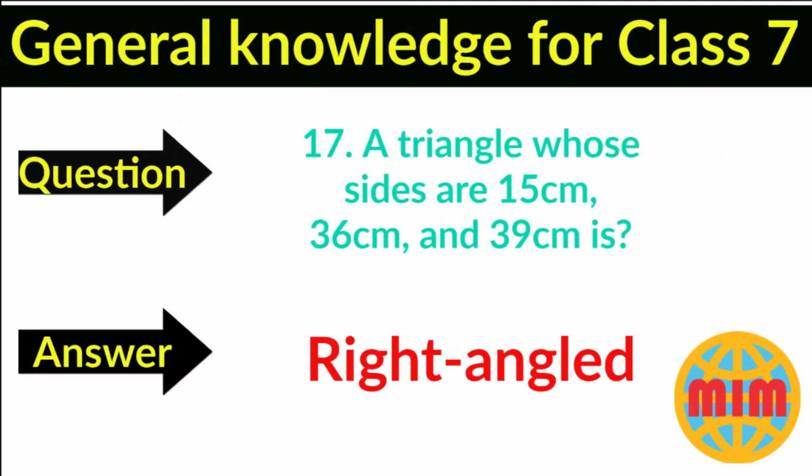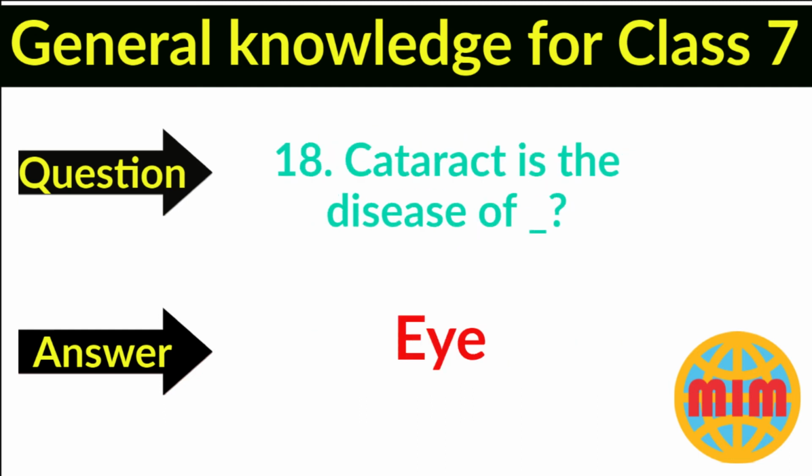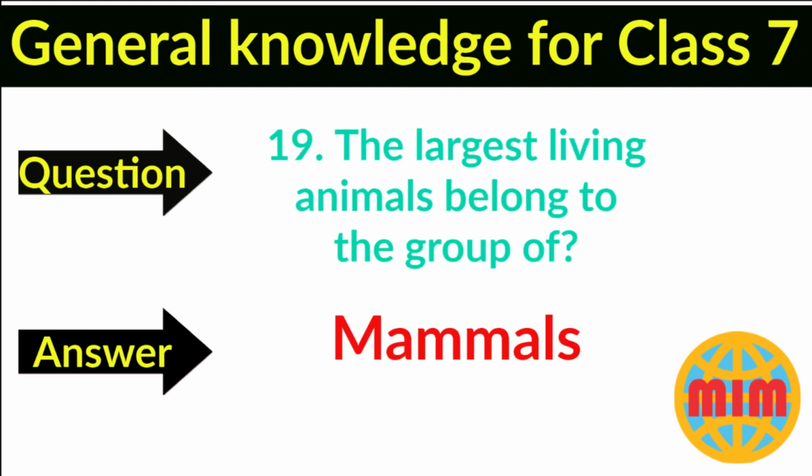Question number 17. A triangle whose sides are 15 cm, 36 cm and 39 cm is? The answer is right angled. Question number 18. Cataract is the disease of? Answer is eye. Question number 19. The largest living animals belong to the group of? Mammals.